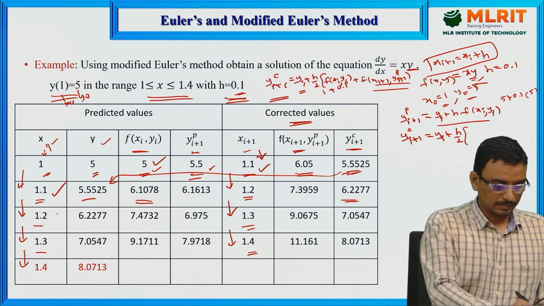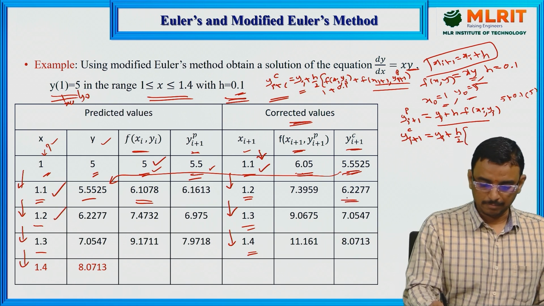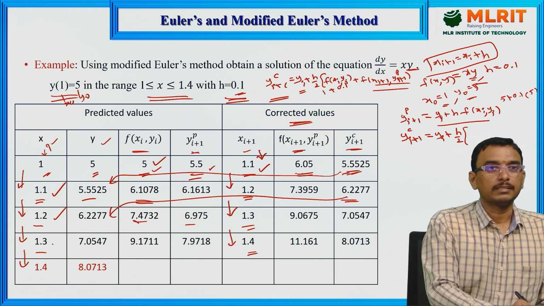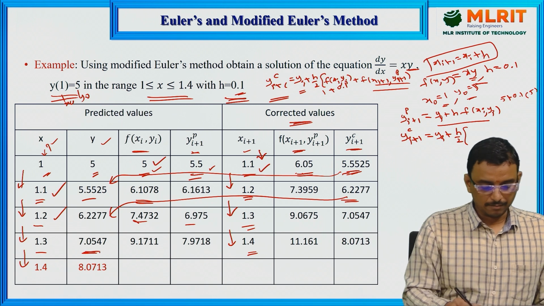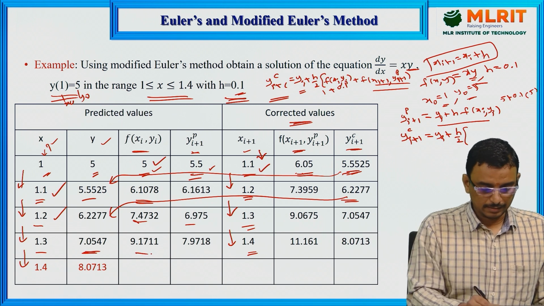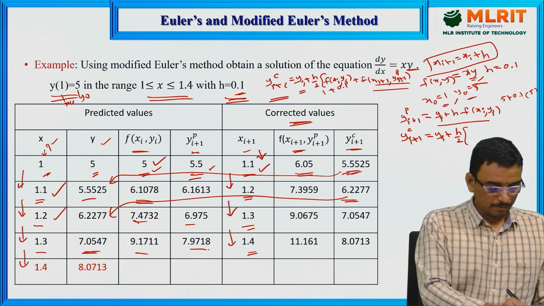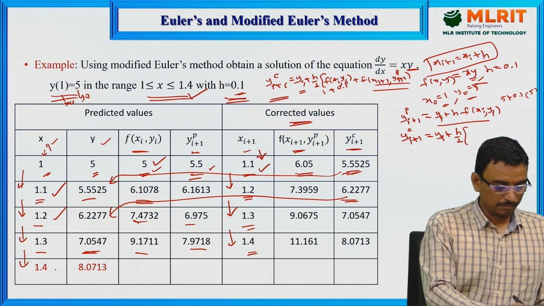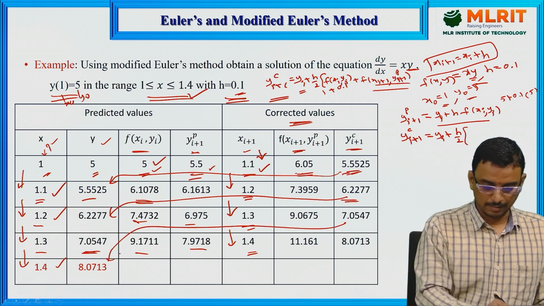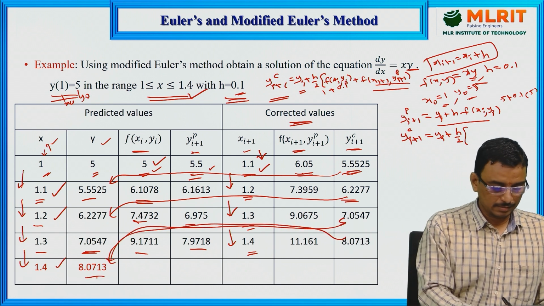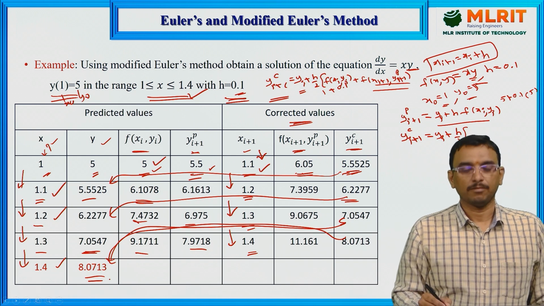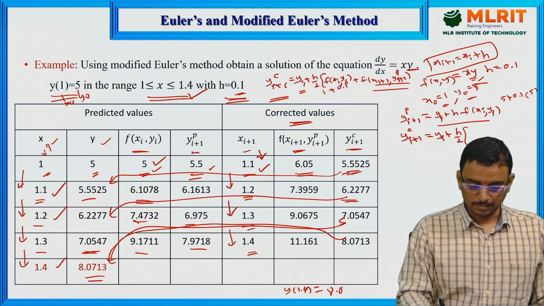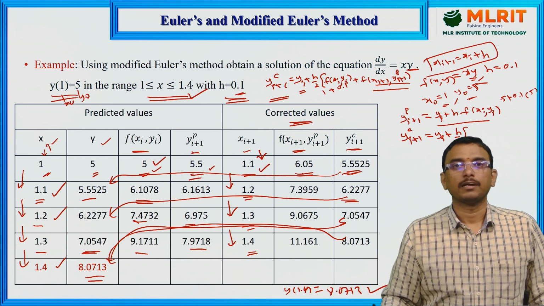Again, we are improving the x value and replacing it here, and finding these values. Next it improves to 1.3 with the corresponding y value, and again we calculate these values. Finally x improves up to 1.4, which is the required value, and we find the y value here. So this is the required solution: our target is to find y of 1.4, which is equal to 8.0713.